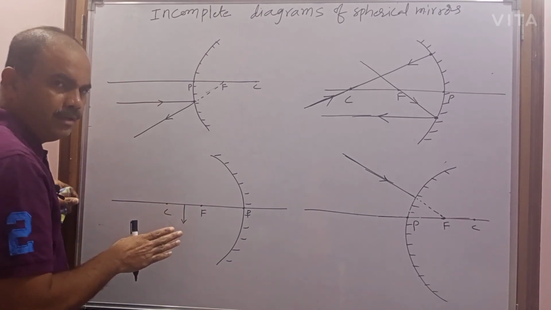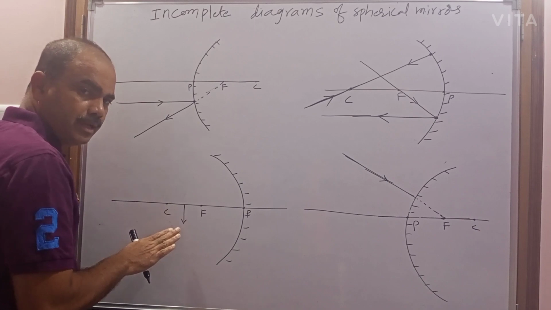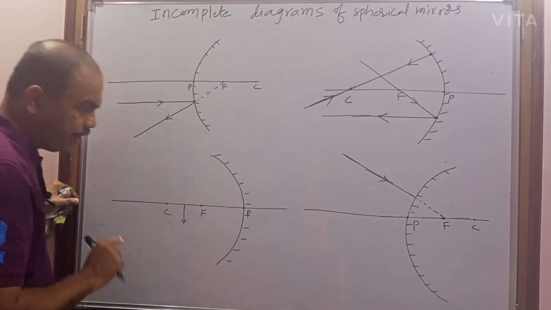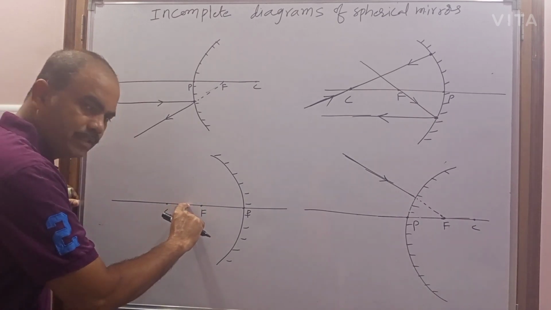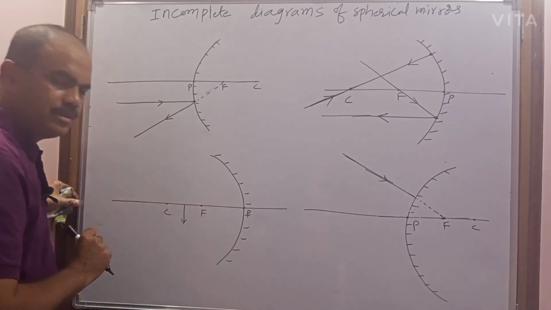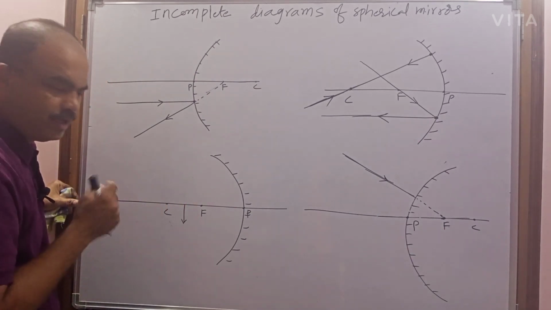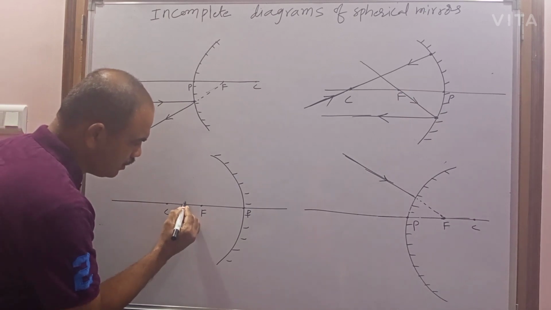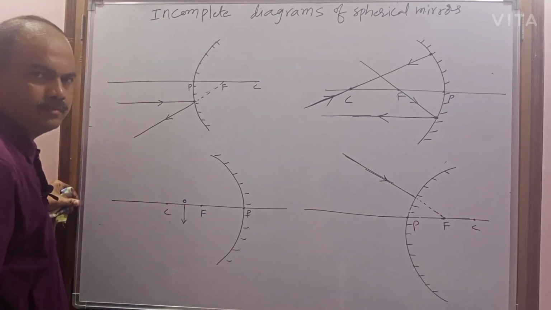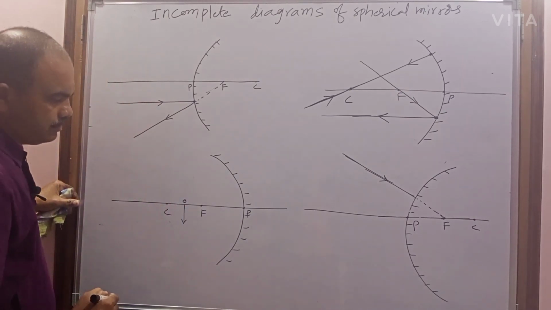So you can complete this diagram two ways, by imagining this as the object as well as the image. Your choice. But I am treating this as an object. So now put this object O. Now, what are the rules?